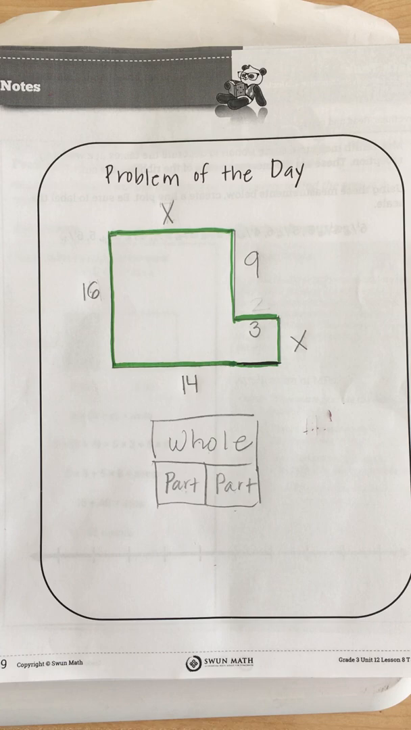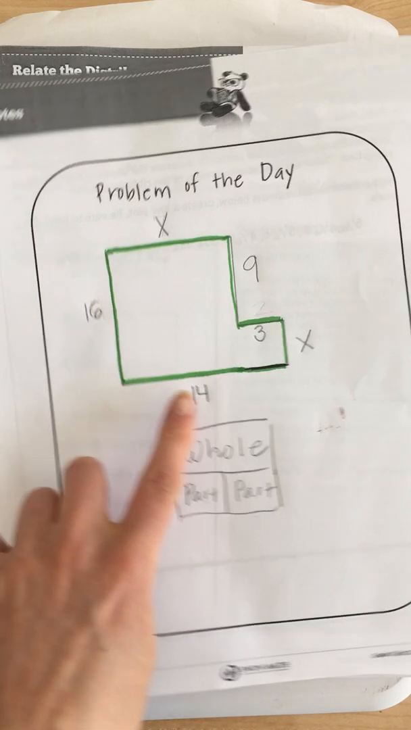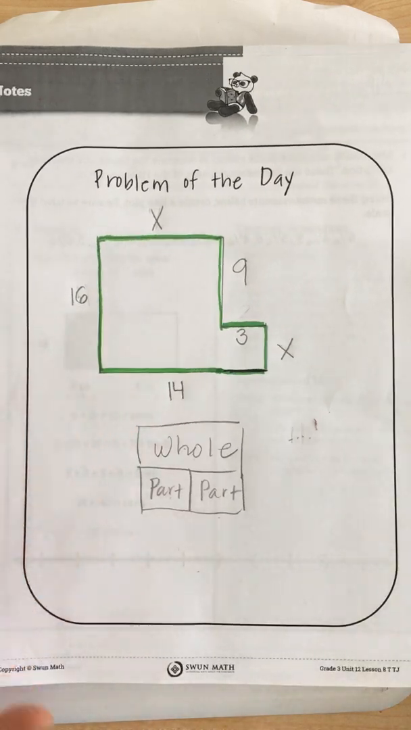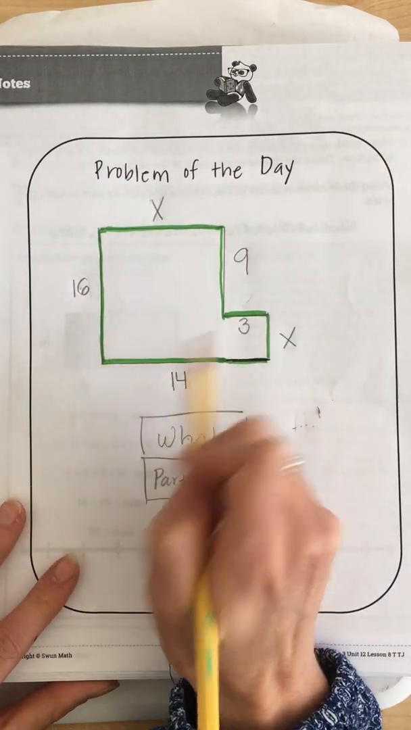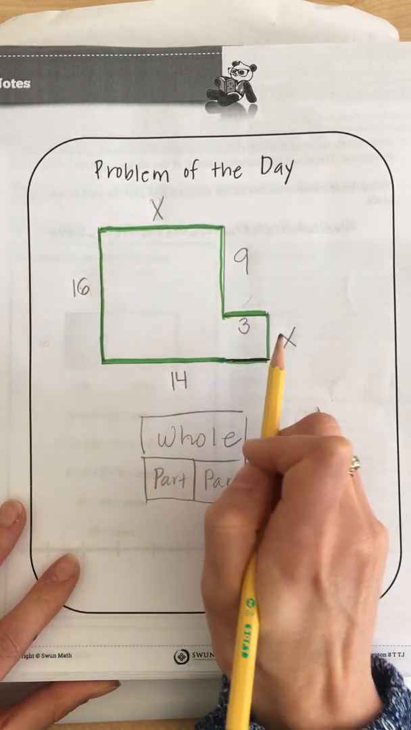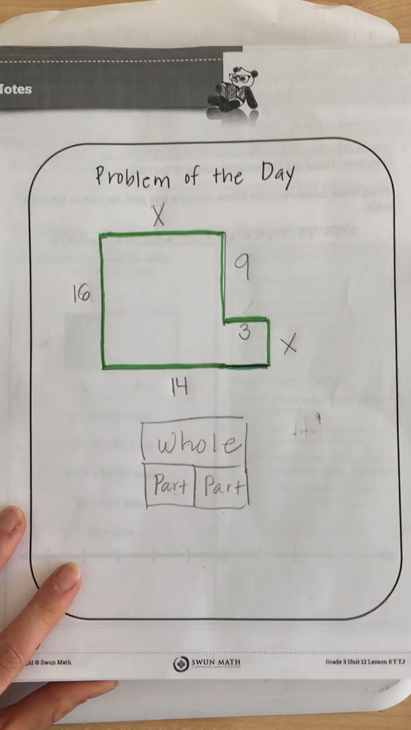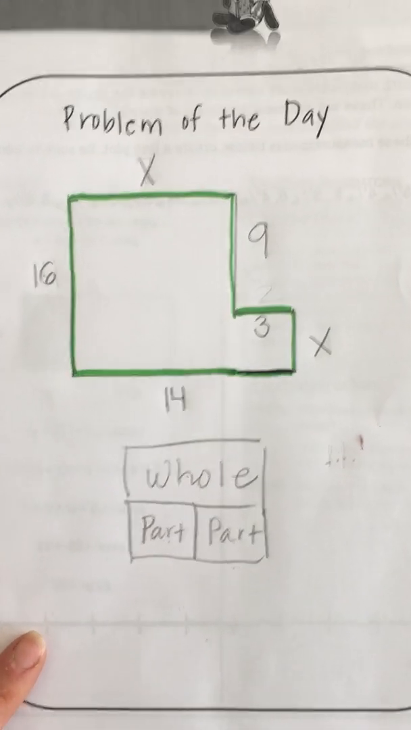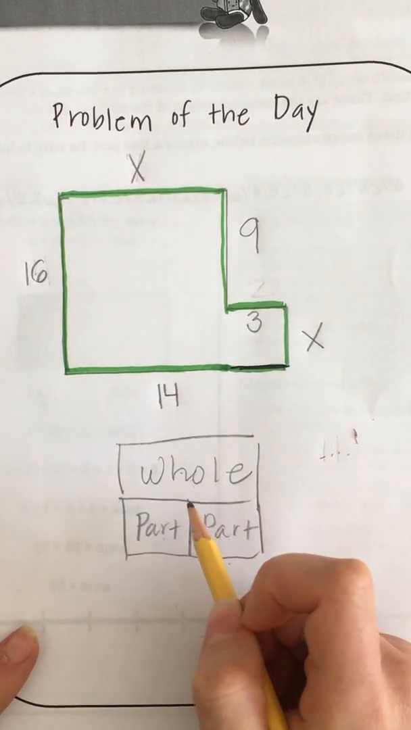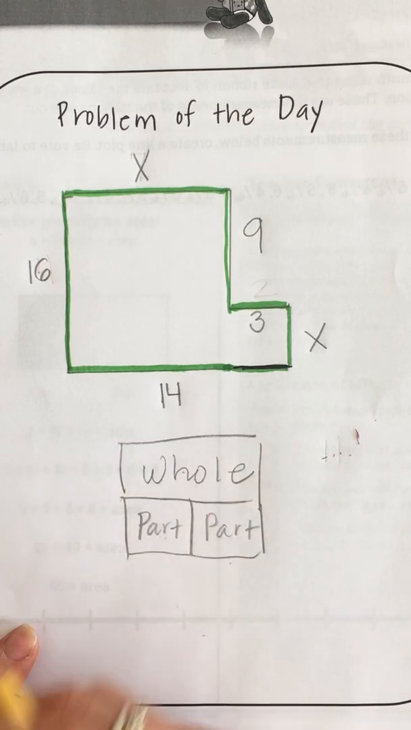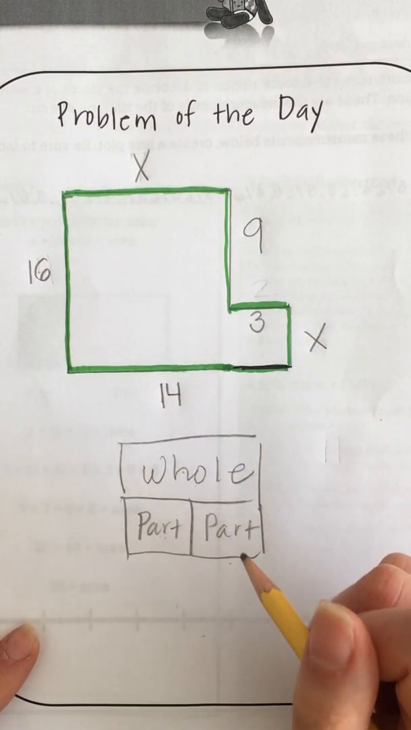So you should have paused the video, and now you're with me. So if we look at this, we see that we have a shape. And we have a shape that has some sides that are known because it's giving us the lengths of the sides, but we also have two sides that are unknown, and we need to figure these out. So in order to help us figure that out, we are going to use our bar model that we have used for a lot of board problems throughout our year.